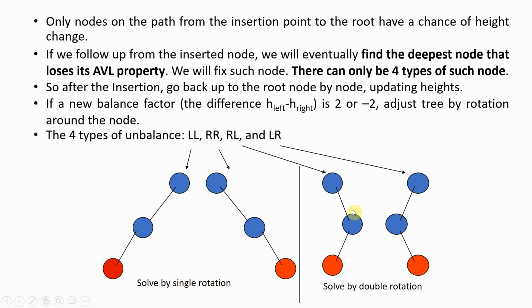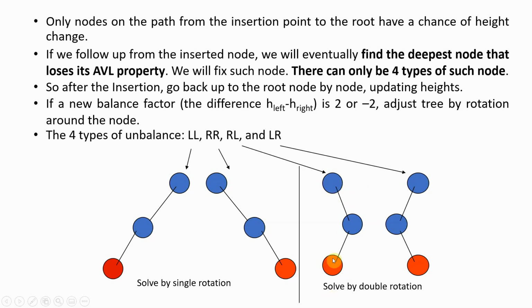Now, let's look at this tree, right? Let's say that this is the tree that we had, and it was already AVL. We inserted a node here, right? Again, if we go upwards from this node towards the root and calculate the balance factor of every node, the balance factor for this one is, of course, 0. For this one is positive 1. For this one is what? Negative 2, right? So here this node loses its AVL property because its balance factor becomes negative 2.